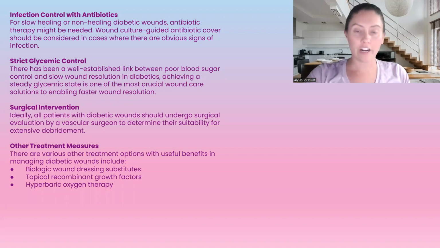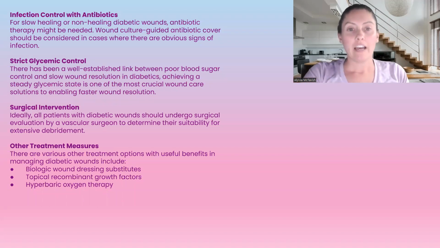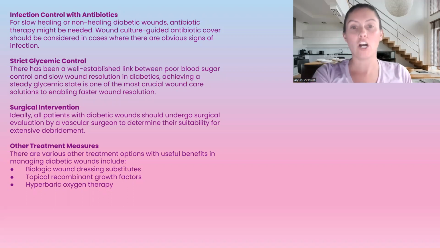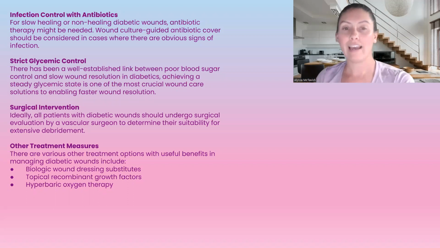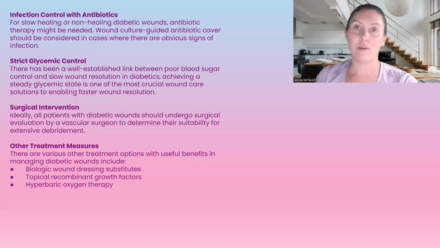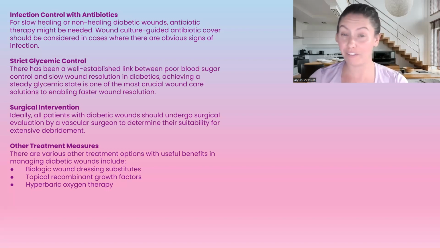So some more ways to manage here. Infection control with antibiotics. When we have a slow healing or non-healing diabetic wound, a lot of times we are going to need an antibiotic to get it going again, because we have such a poor response of our white blood cells with diabetes. A lot of times we'll get biofilms, and with biofilms, they don't always have an outward sign of infection. So we have to be super careful with that, and try to recognize the signs with diabetic ulcers.